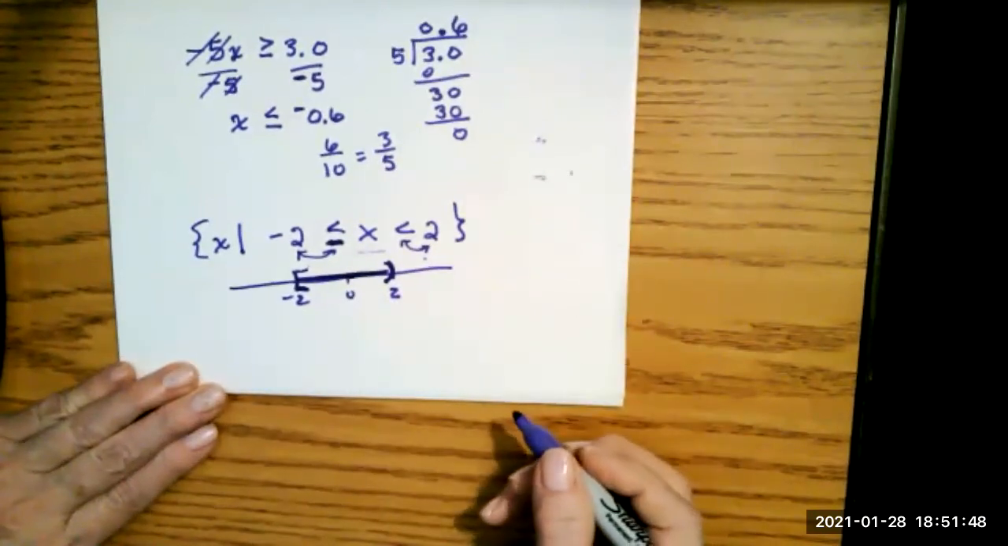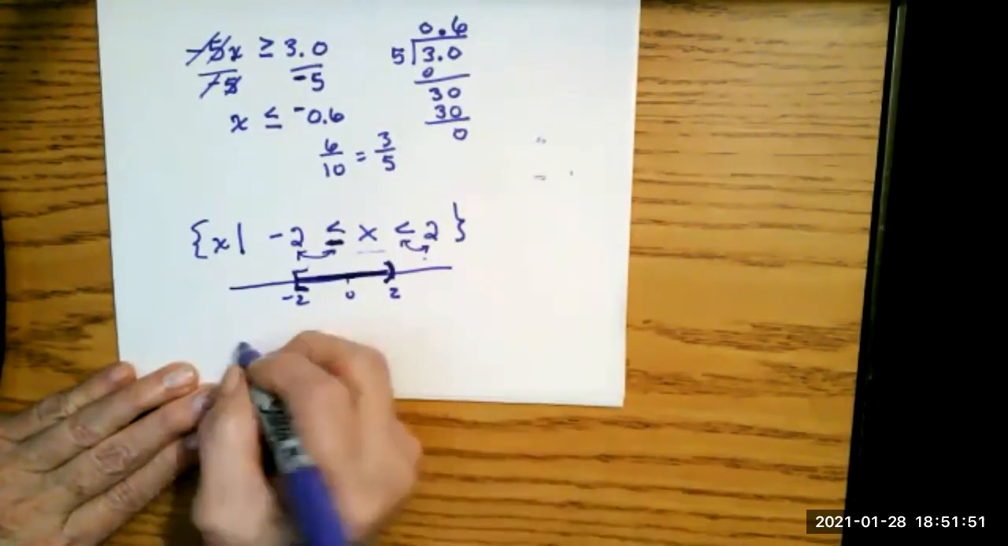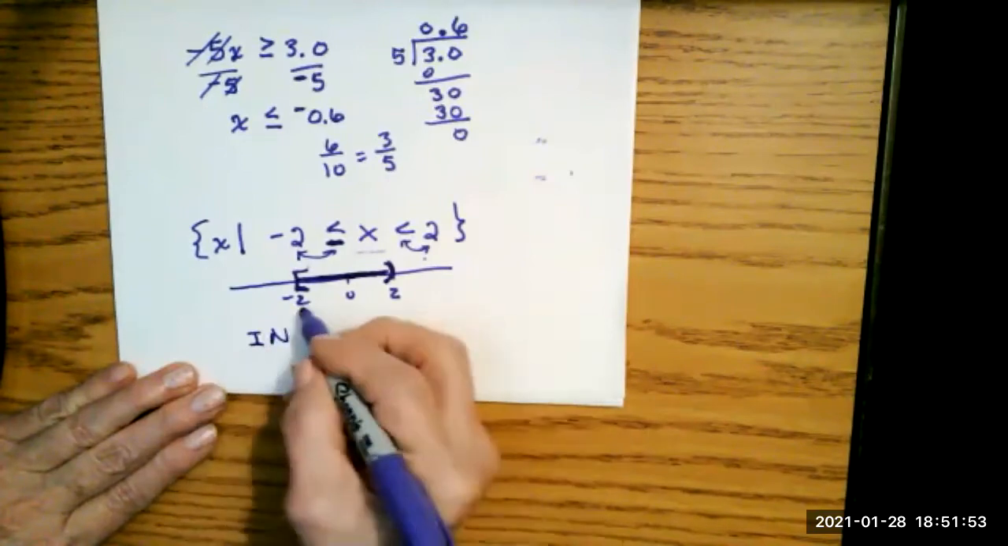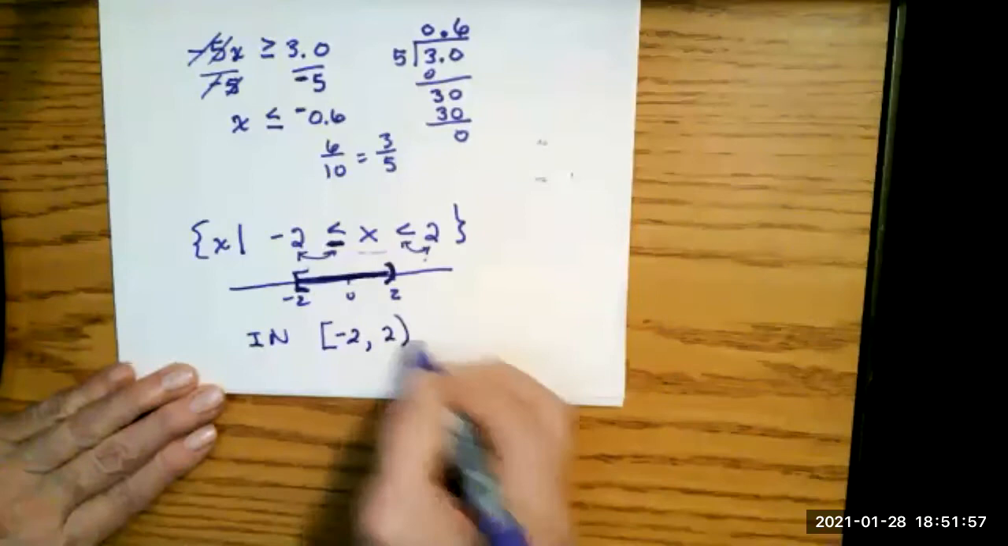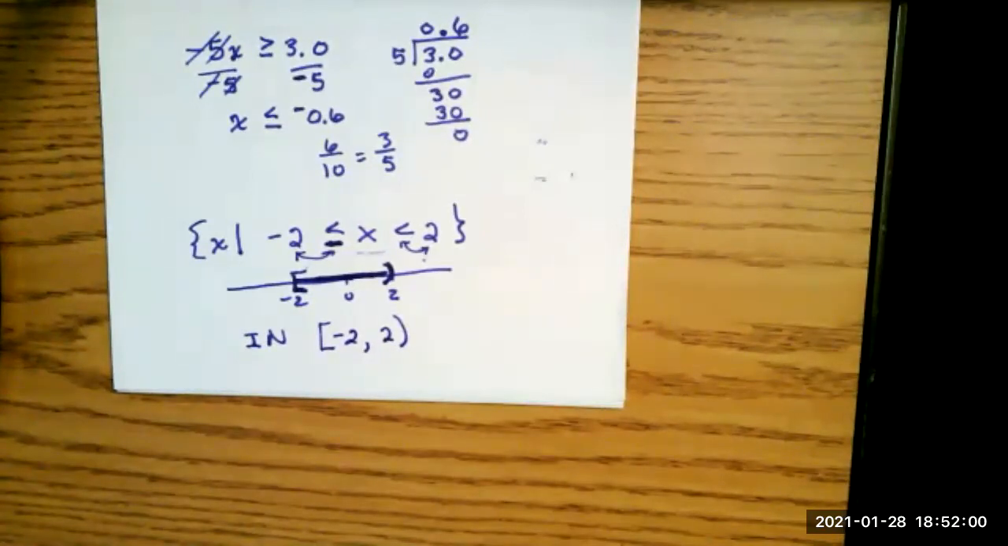Now, if you want to change that to interval notation, it starts at -2 with a bracket and it goes to +2 with a parentheses. Okay.